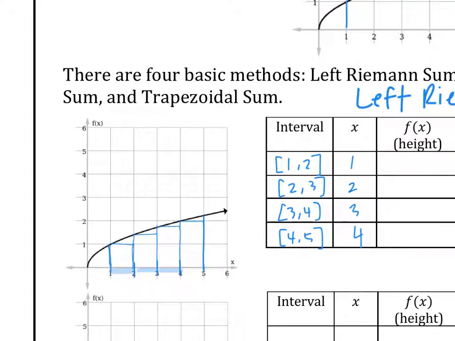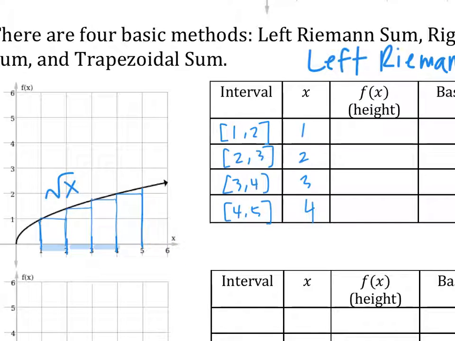Well, they tell us this is square root x. So the left-hand side has to do with the left-hand x. So this is square root of 1, which is 1. Okay? You guys are all good, right? This is pretty simple. Then square root of 2, square root of 3, square root of 4 equals 2.